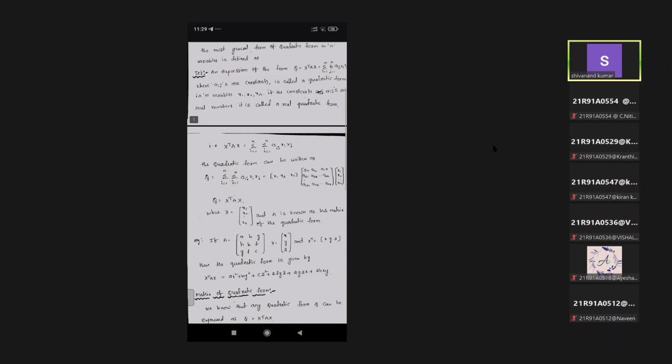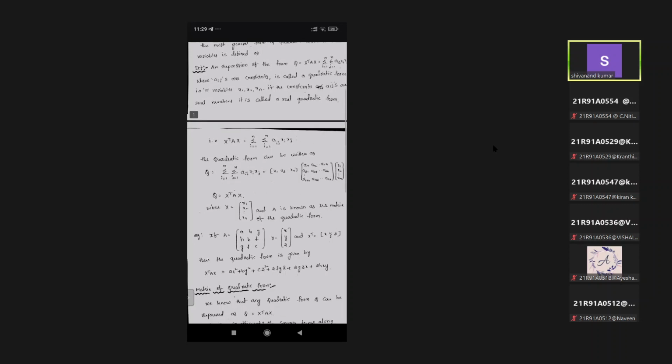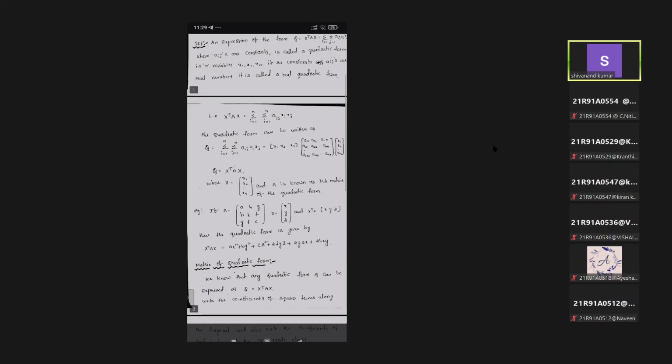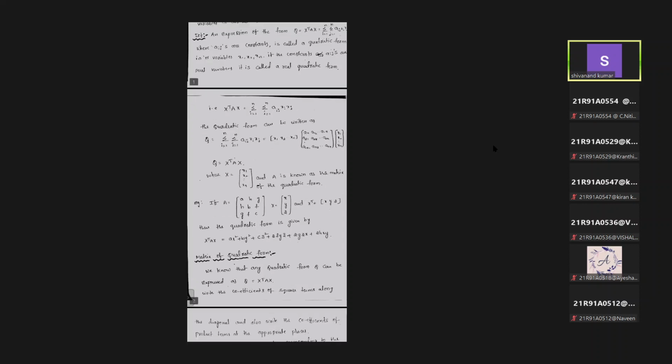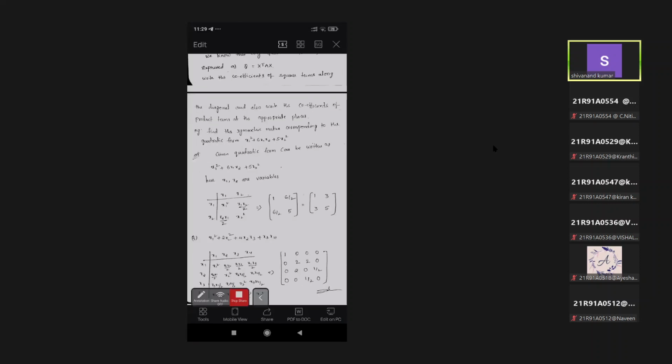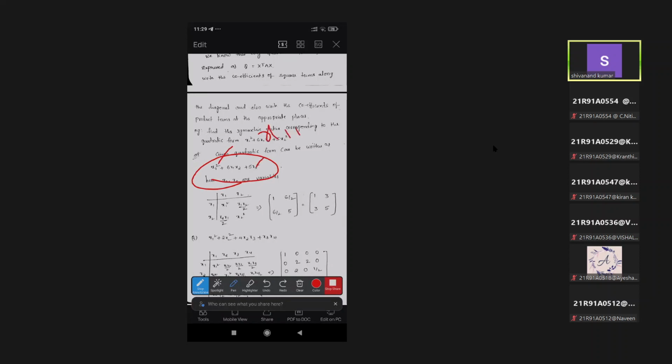So this is the first example. x1 square plus 6x1x2 plus 5x2 square means there are only two variables, x1 and x2. So x1 x2 and x1 x2. You multiply: x1 x1 is x1 square, x1 x2. This is the first row, and the second row will be x2 x1 and x2 square. So simply you write the coefficient of x1 square, that is 1, the coefficient of x2 square, 5, and x1x2 appears two times, so you have to divide it by 2.